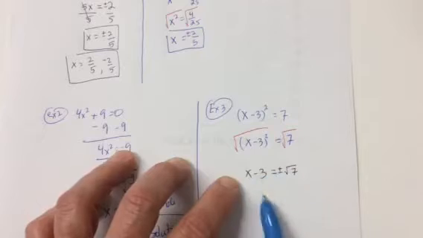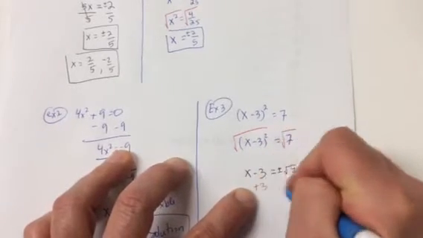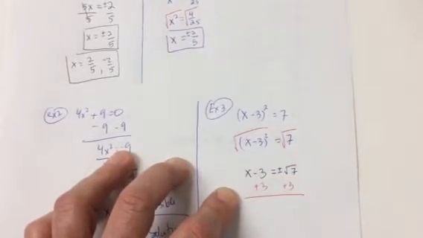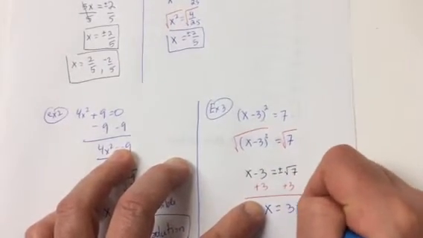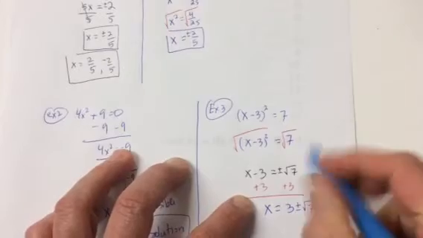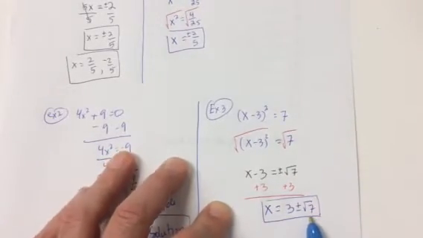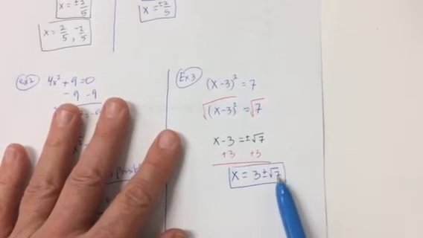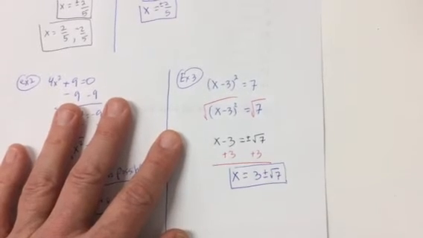But now we have to solve this for x. We're going to add 3 to both sides. When we add 3 to both sides, we're going to have x equals 3 plus or minus the square root of 7. Now this is the exact answer. You may be asked to round it, which means you can put it in your calculator and estimate it. But don't forget when you do that, there's one that's a plus and one that's a minus.